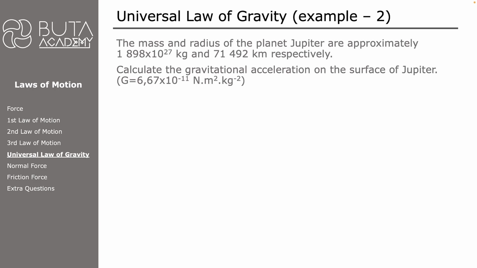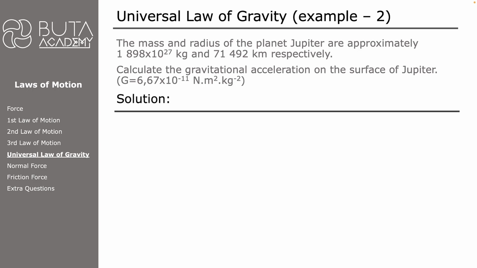In the second example, we are asked to calculate the gravitational acceleration on the surface of Jupiter. As we learned in the previous example, as a first step, we write down the formula. Gravitational acceleration is equal to universal gravitational constant multiplied by the mass of the planet divided by the square of the radius of the planet.